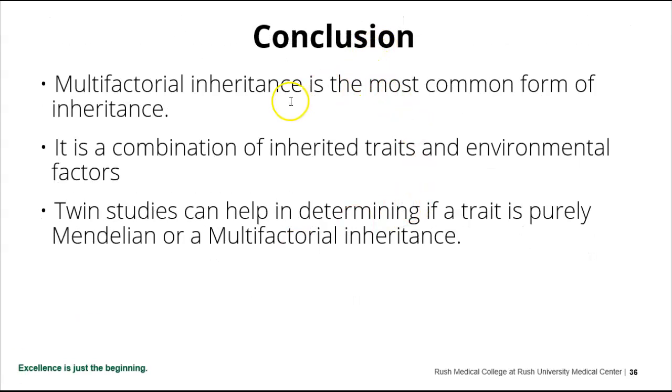So, multifactorial inheritance is the most common form of inheritance. It is a combination of inherited traits and environmental factors. And twin studies can help determine if it's purely Mendelian. So again, monozygotic twins, I would expect 100% concordance, and dizygotic twins, 25%, if you looked at a lot of them, not just one individual in the family.